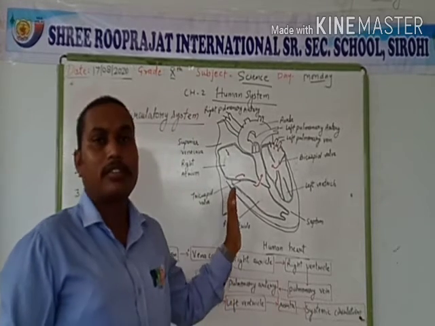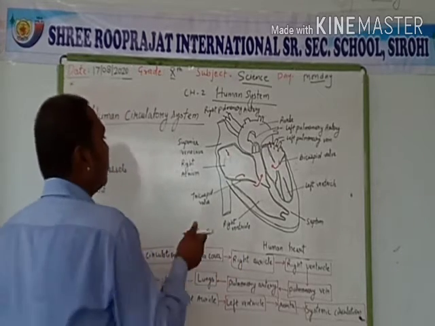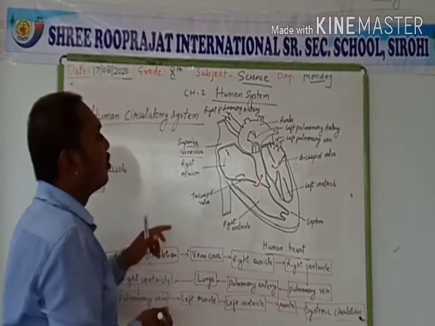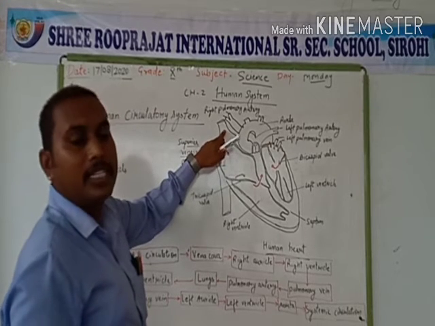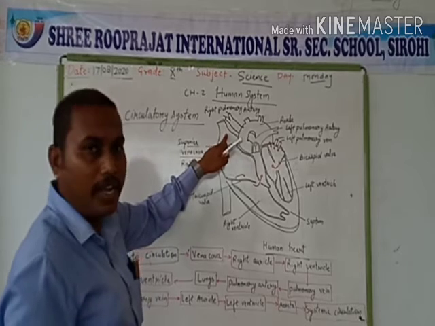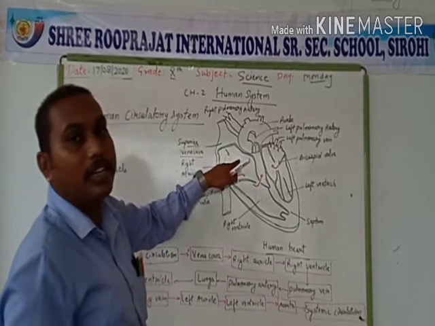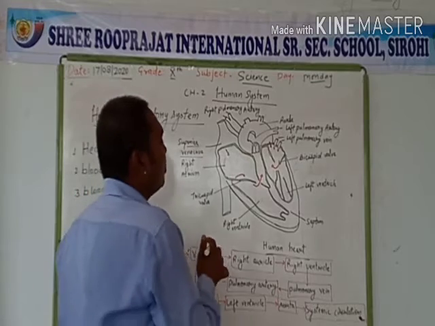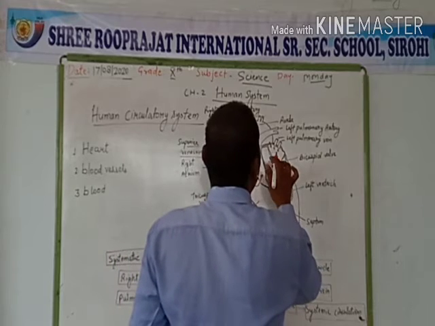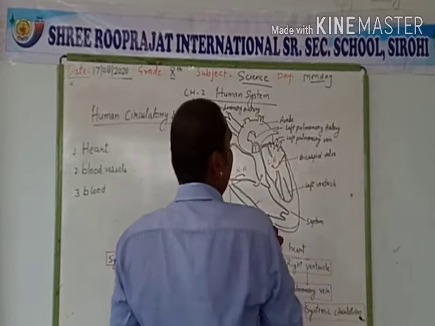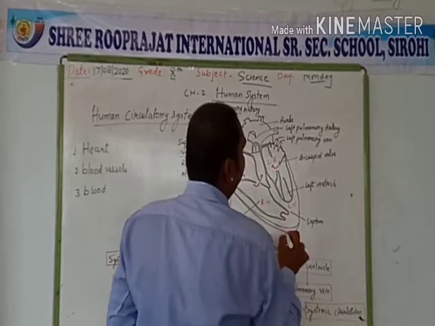The schematic diagram of a human heart I have drawn here. This is the superior vena cava, the largest vein of the heart, which carries the impure blood, meaning deoxygenated, carbon dioxide rich blood, from all parts of the body to the right atrium. This region is known as the right atrium and this region is known as the left atrium. This region of the heart is known as the right ventricle and this region is known as the left ventricle.